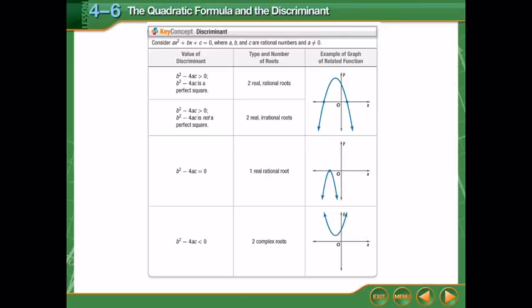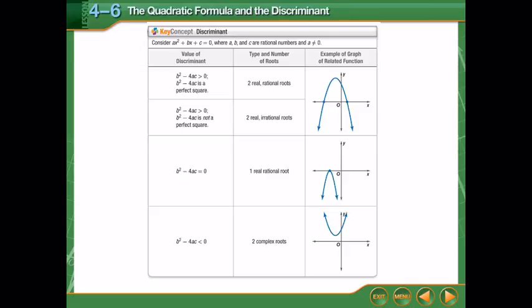So the first one says if b squared minus 4ac is greater than 0, so if it is a positive number and the value is a perfect square, then you have two real rational roots. What that means is two real numbers, and the numbers could be written as a fraction. If b squared minus 4ac is greater than 0, which means it's positive, but it is not a perfect square, then the roots are two real numbers, but they are irrational. So that means there would be a radical in the answer, or you would not be able to simplify it into a fraction.